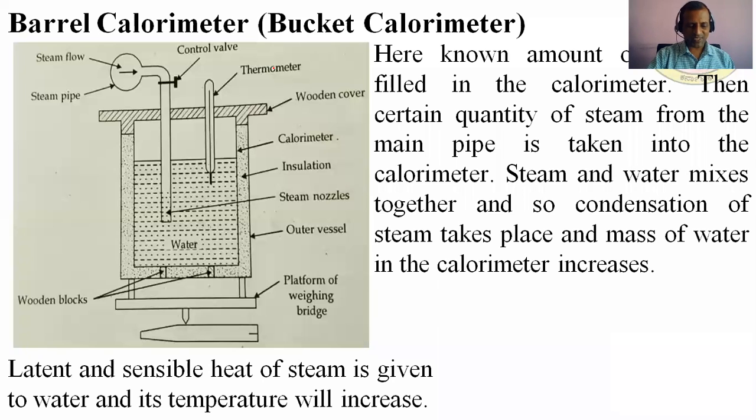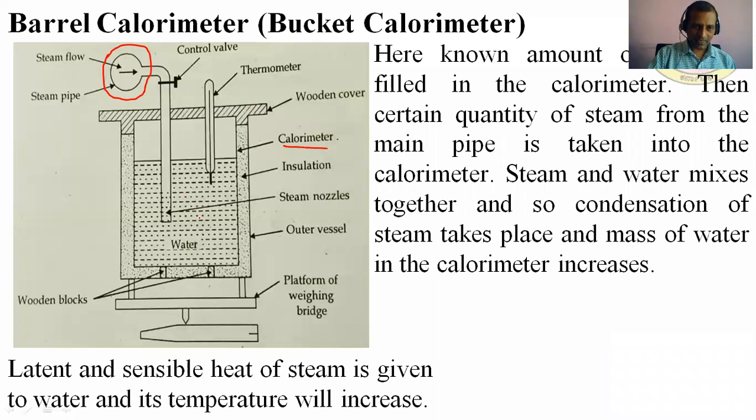In the barrel calorimeter, a known mass of steam sample is used. This is where the steam is. From this, you are supplying steam to the barrel. This is called the calorimeter barrel, right? He has shown the calorimeter here. In this calorimeter we are putting water, a known quantity of water.